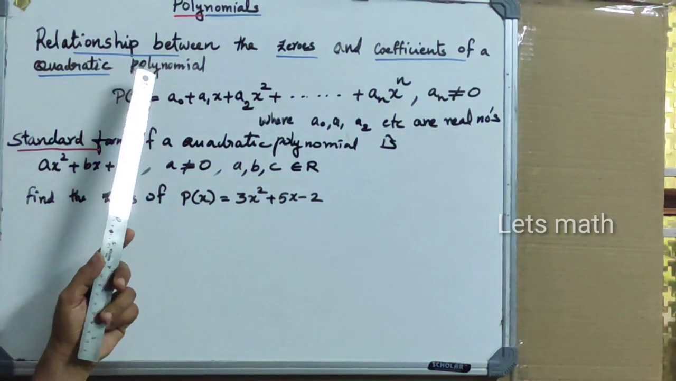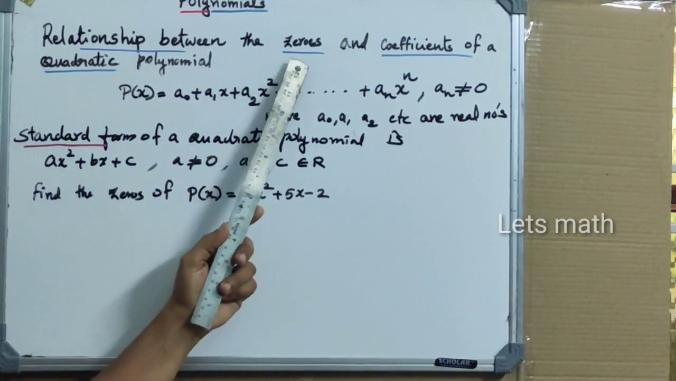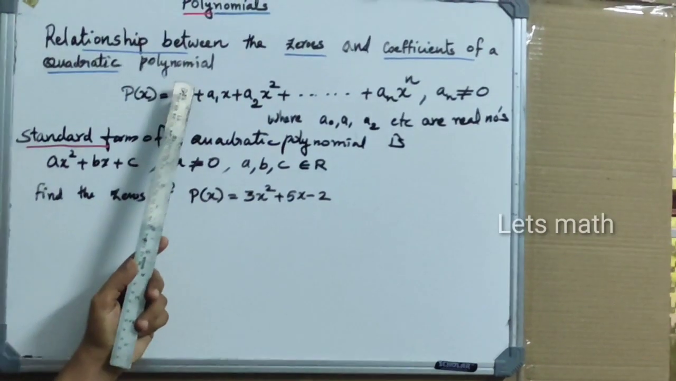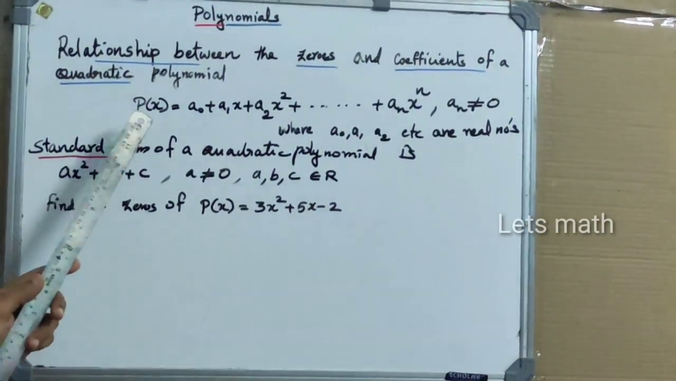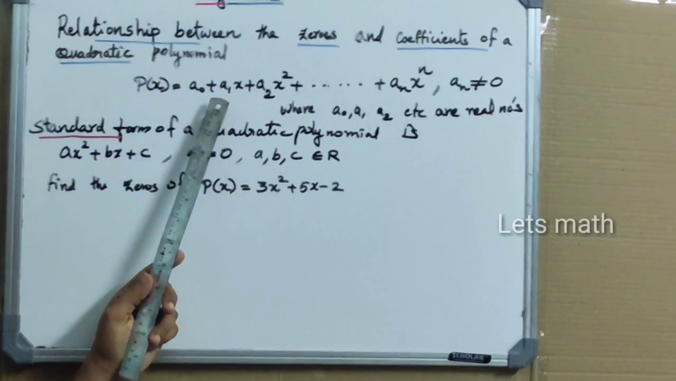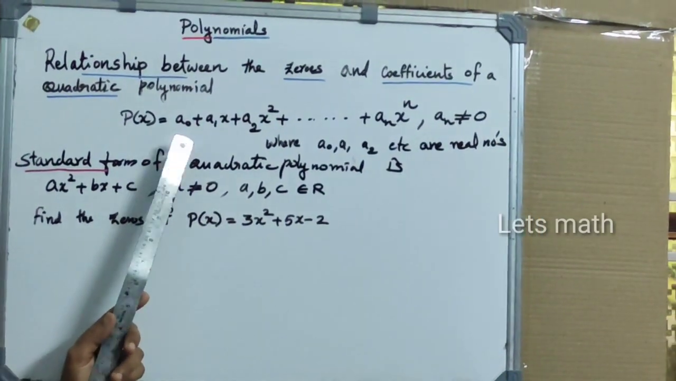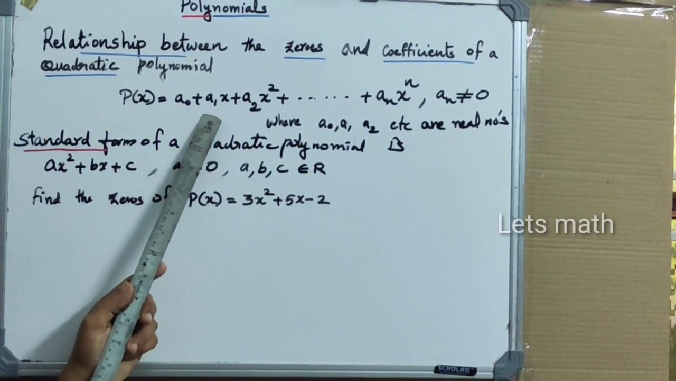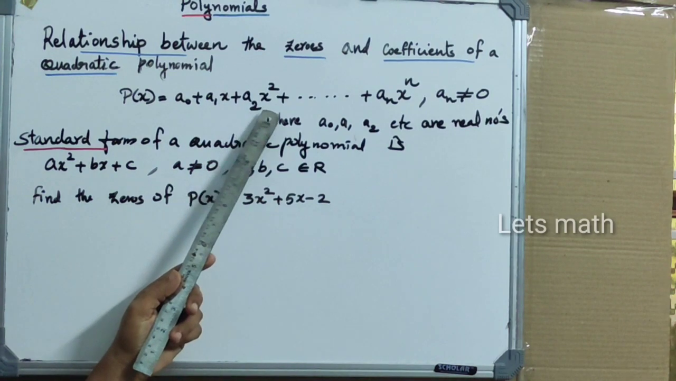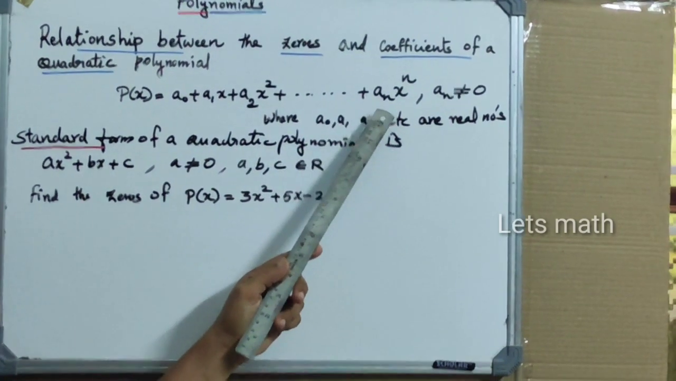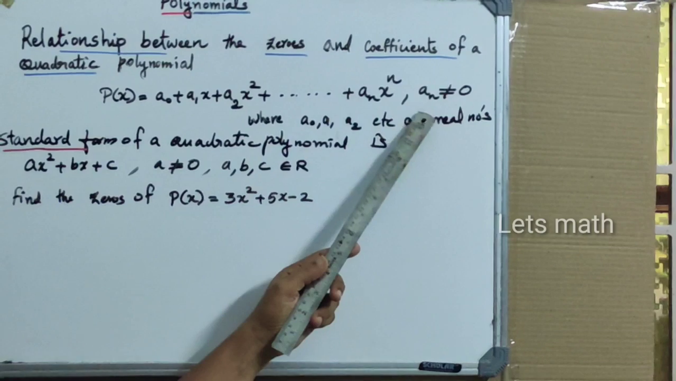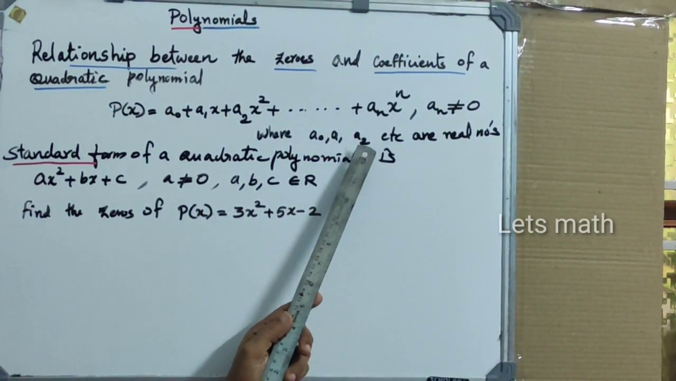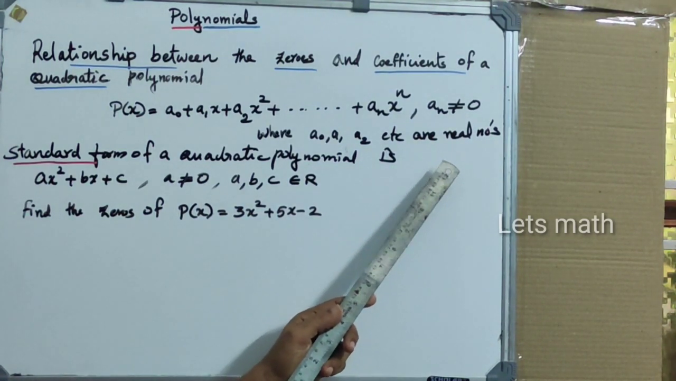Now we discuss the relationship between the zeros and coefficients of a quadratic polynomial. We have p of x equal to, just recall what we learned in the previous class: p of x, a polynomial in x, equal to a0 plus a1x plus a2x square plus etc. plus anx raised to n, where an is not equal to 0, where a0, a1, a2, etc. are real numbers.